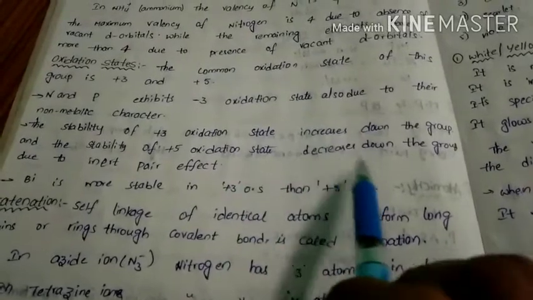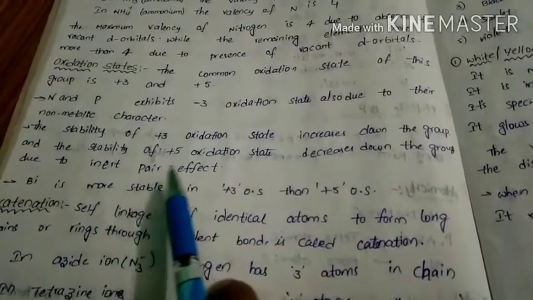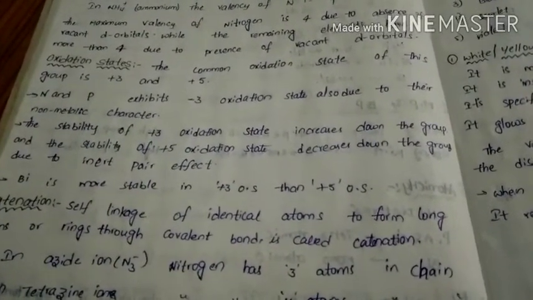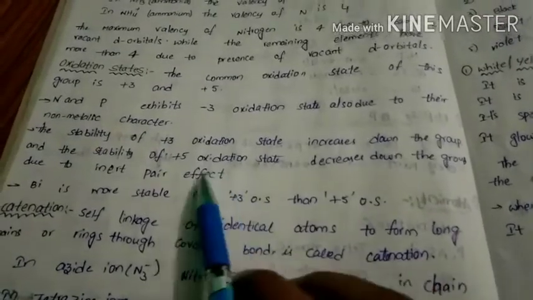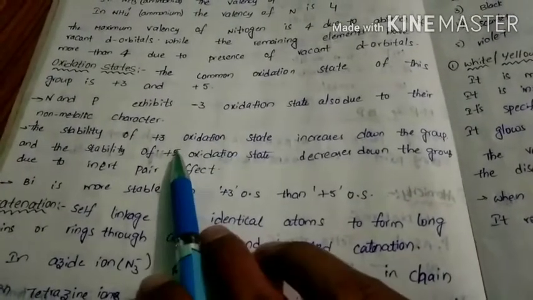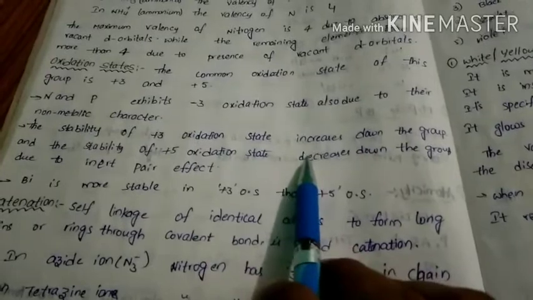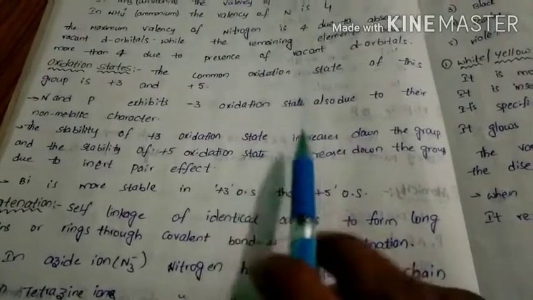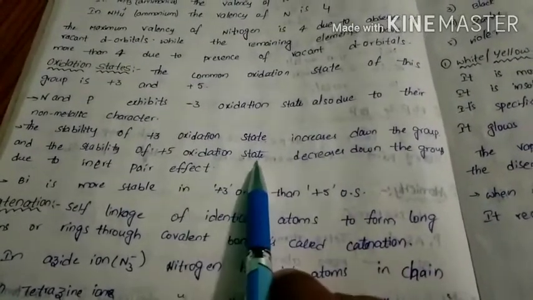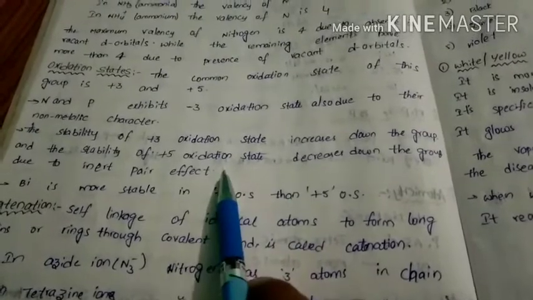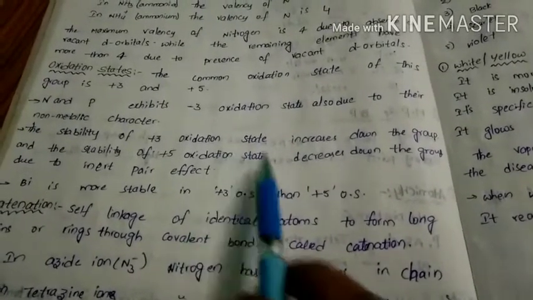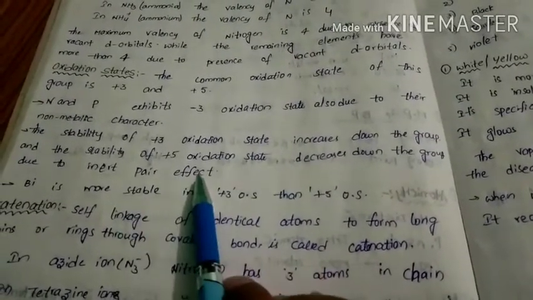Next, the stability of the +3 oxidation state increases down the group, and the stability of the +5 oxidation state decreases down the group due to the inert pair effect. This is a very important point. That means down the group the +3 oxidation state increases; they are ready to exhibit the +3 oxidation state, but the +5 oxidation state decreases. They are not ready to exhibit the +5 oxidation state due to the inert pair effect.